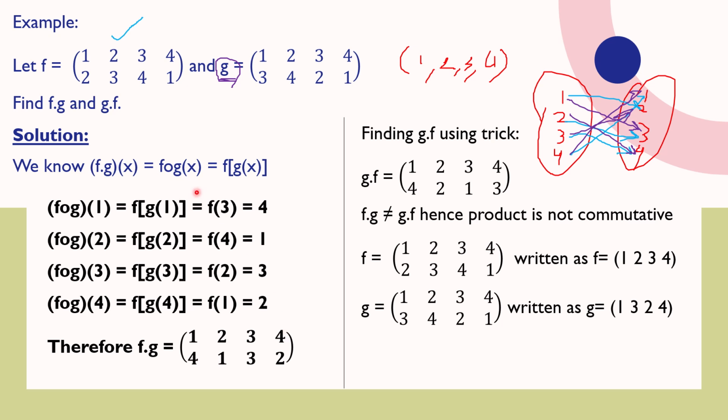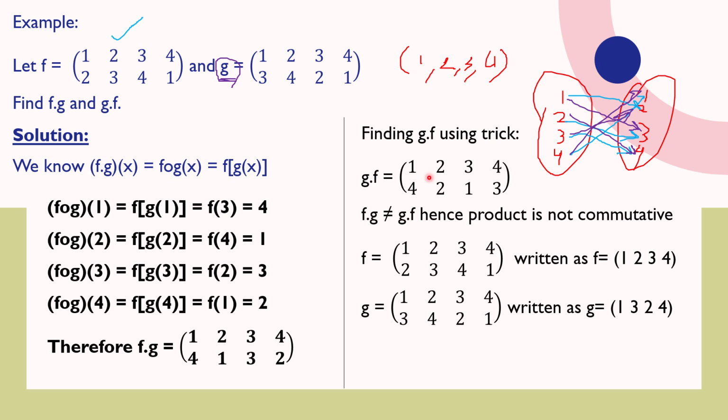All right, now we have to find G dot F. Same thing, the same way that you will be using this formula. So in place of F you will have G, and in place of G you will have F, so you just do the opposite thing. And you will find the answer.